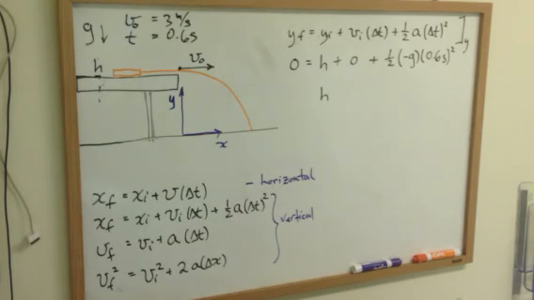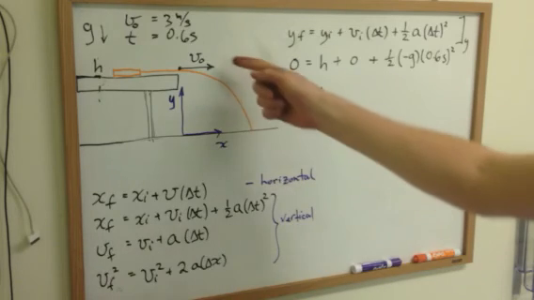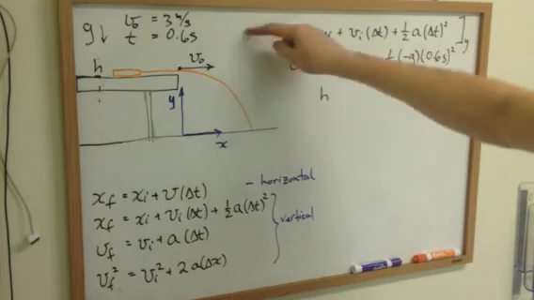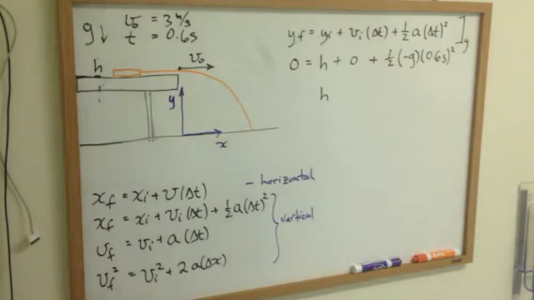The lesson here is don't be confused by this initial velocity in the horizontal direction, thinking that it has any effect on how the object falls.